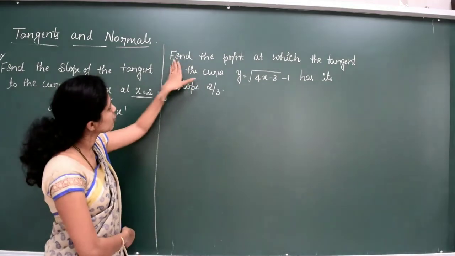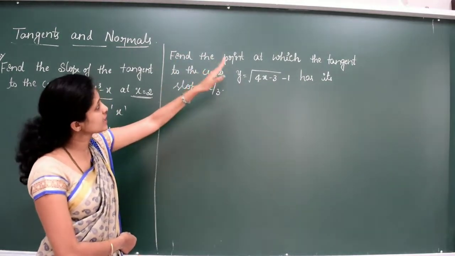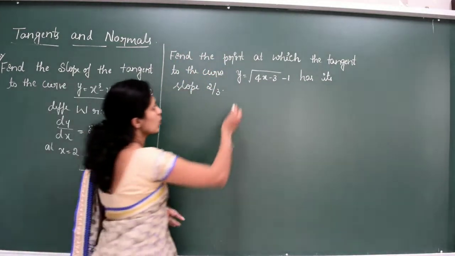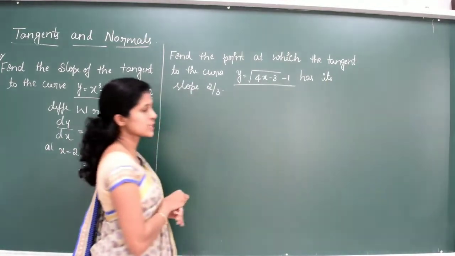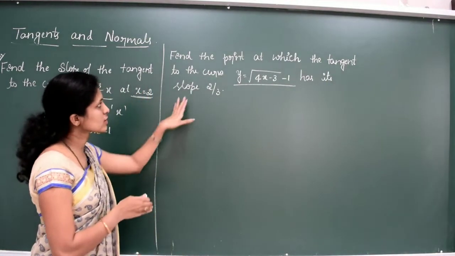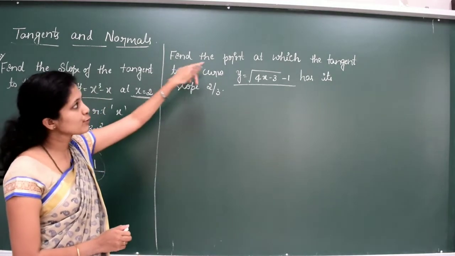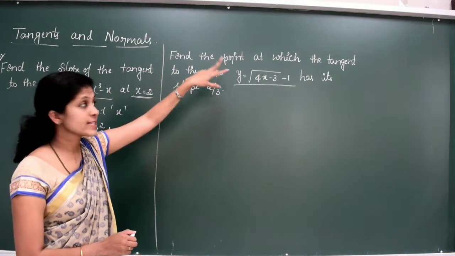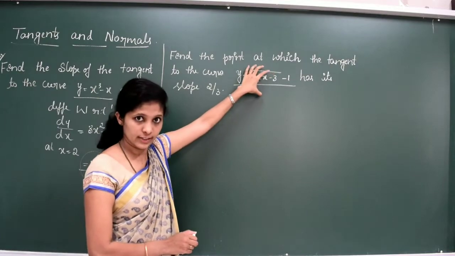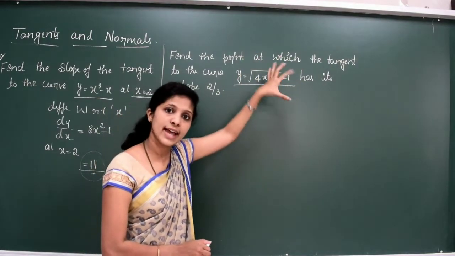Now find the point at which the tangent to the curve y is equal to root of 4x minus 3 has its slope 2 by 3. First try to understand the question. You have to find the point which is on the tangent to this curve. Already the slope of this tangent is given.